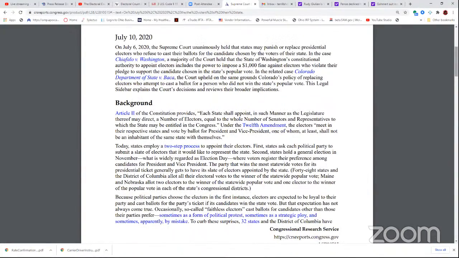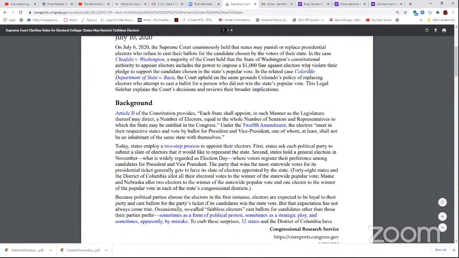July 10, 2020. On July 6, 2020, the Supreme Court unanimously held that the states may punish or replace presidential electors who refuse to cast their ballot for the candidate chosen by the voters of their state. In the case of Chiafalo versus Washington, a majority of the court held that the state of Washington's constitutional authority to appoint electors includes the power to impose a fine against electors who violate their pledge to the candidate chosen by the state's popular vote. In a related case, Colorado Department of State versus Baca, the court also upheld, on the same grounds, Colorado's policy of replacing electors who attempt to cast a ballot for a person who did not win the state's popular vote.